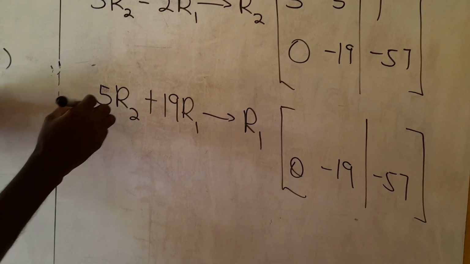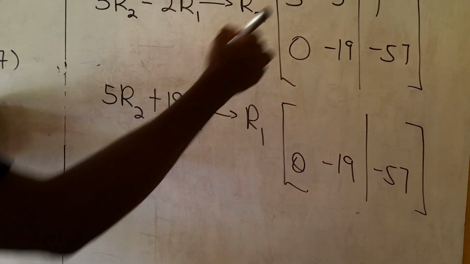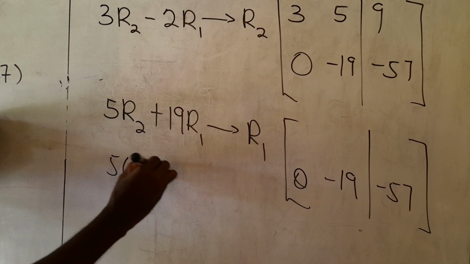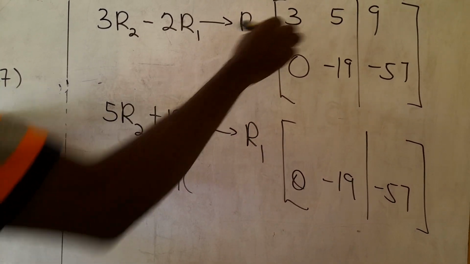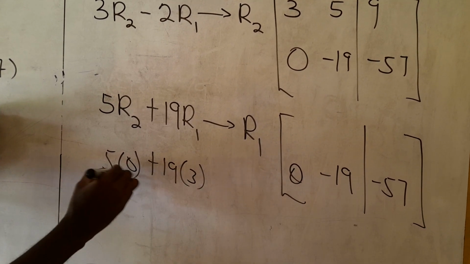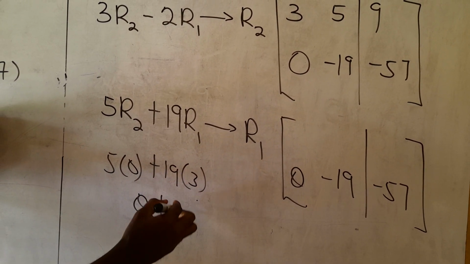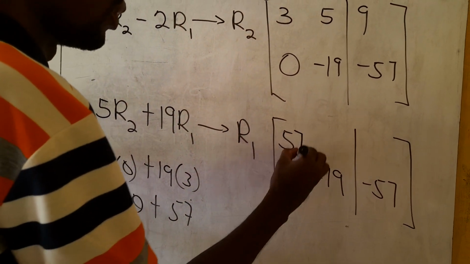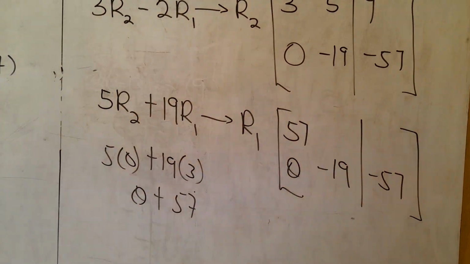Now we go 5 times our R2. So what's our R2 here? That will be 5 times 0 plus 19 times R1, 3. 19 times 3, so 5 times 0 is 0. 19 times 3 is 57. So 0 plus 57, so this place will be 57. I hope you get that.